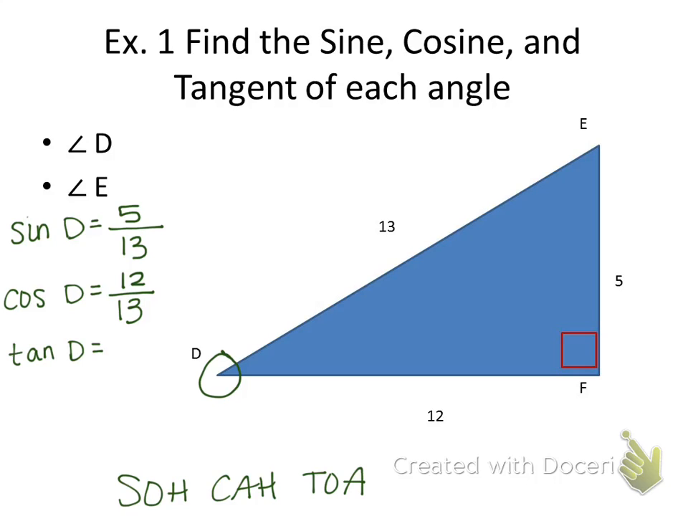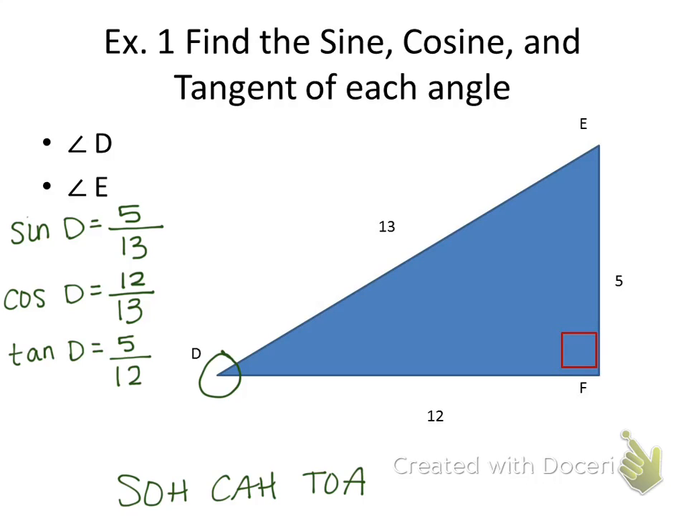And last but not least, the tangent. Tangent is what over what? Opposite over adjacent. So what was our opposite? 5. And what's our adjacent? 12. Now, can I simplify any of these fractions? No. So this is my final answer. These are the sine, cosine, and tangents of this triangle.